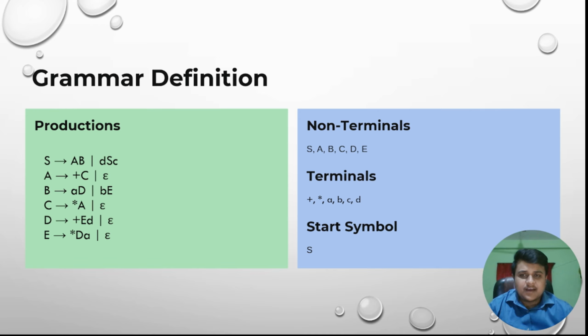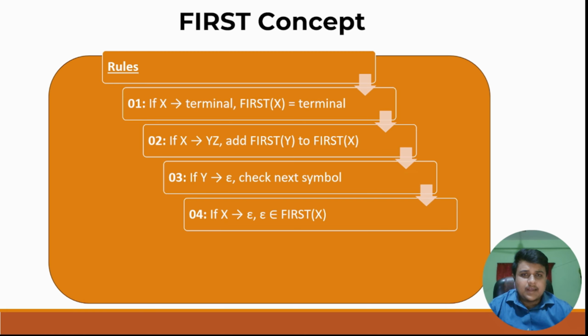Terminals are plus, star, a, b, c, d. Start symbol is S. Now that we have the grammar structure, we can begin with the first step of LL1 construction, which is calculating First sets.